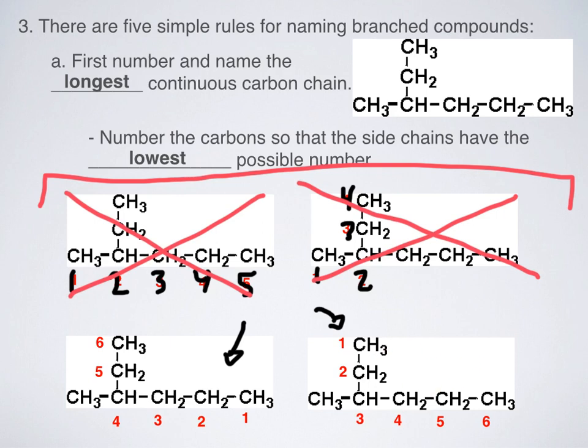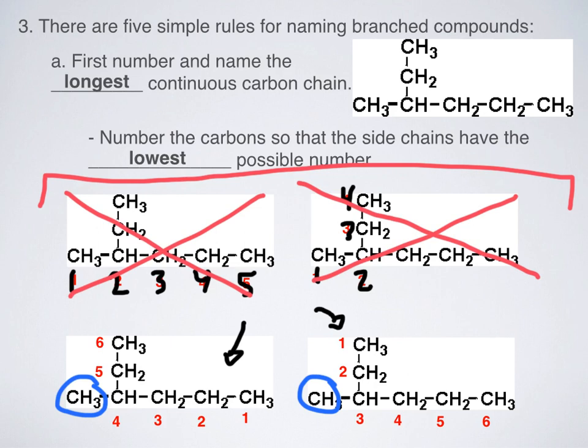So which one do I pick? Remember, my second sub-rule here is that I want to make sure my side chain has the lowest possible number. Now, a side chain is anything that's not a part of your longest continuous chain. So in this one over here, this would be my side chain. And for this guy over here, this would be my side chain. Okay, so which carbon does that side chain appear on?